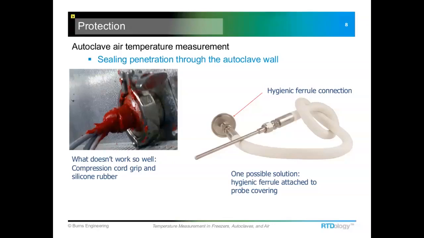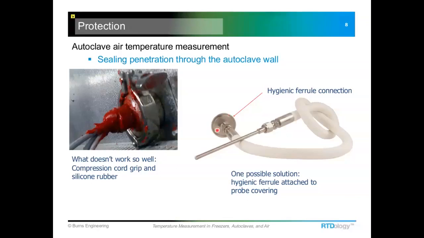As you can see in this example here, the lead wires were run through what looks like a tri-clamp fitting, and they had some kind of a cord grip installed into it, and then they covered it with silicone rubber because apparently that didn't quite seal it in sufficiently. So building that hygienic ferrule or tri-clamp fitting into the probe itself is one way to improve that connection.